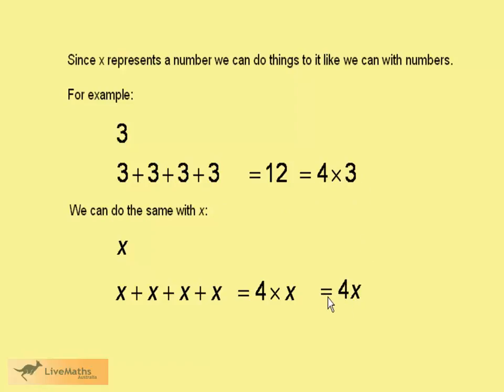We usually write this as 4x, leaving out the times sign. So when you see 4x, that means 4 times x. It's another algebraic convention that we don't write the times sign in. So remember, 4x represents 4 times x, which is x plus x plus x plus x.